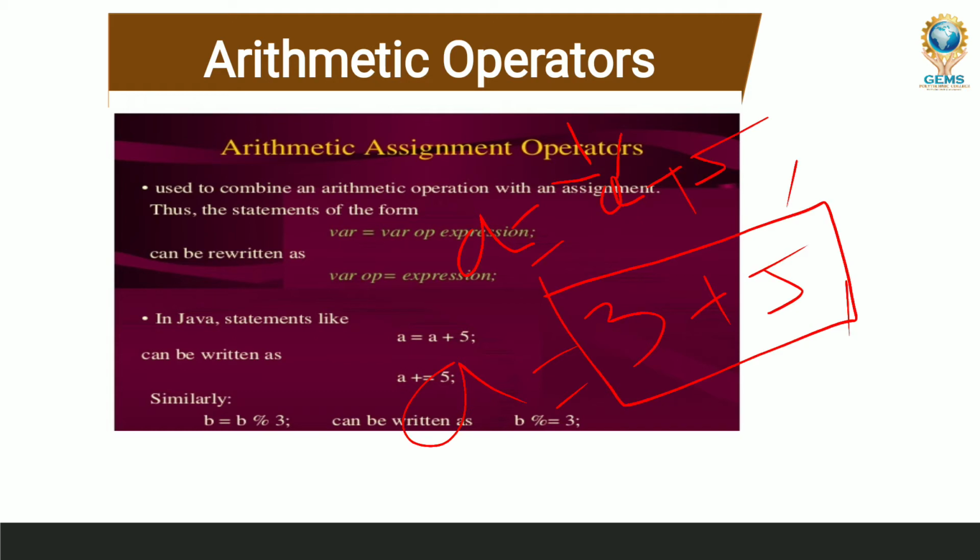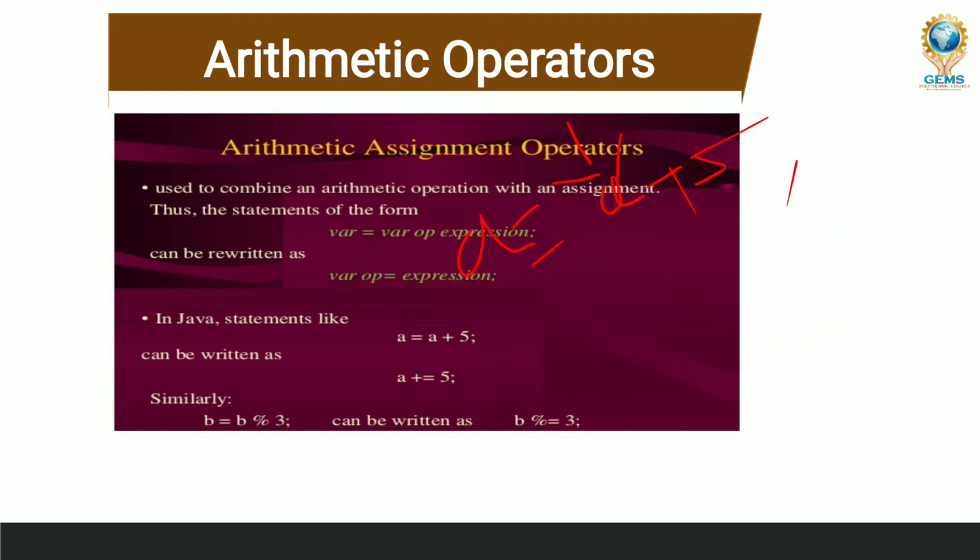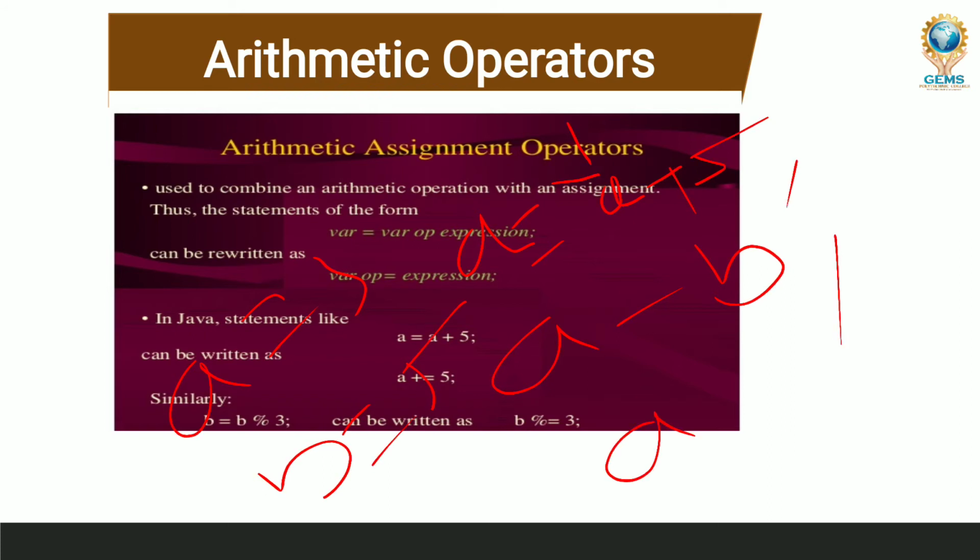We will see one more example, taking the same variables: A minus B. So here the A value equals 3 and the B value equals 5. Now A minus B, some value will come. Like this, using these operators, you will do the arithmetic operations.